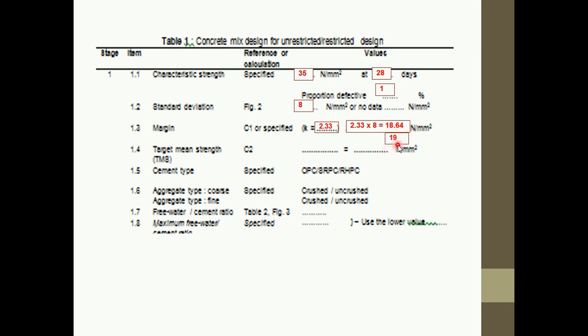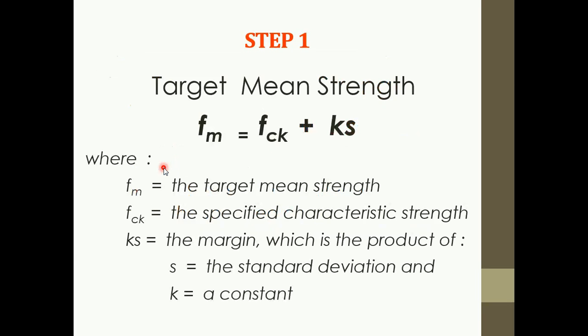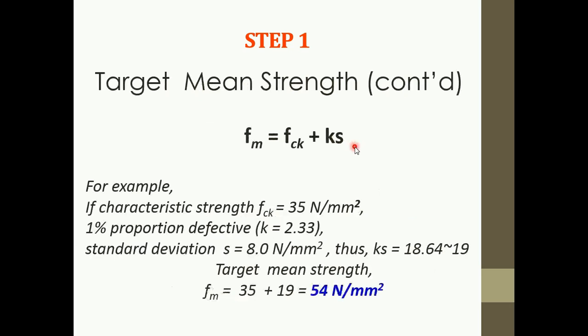Then you can calculate your target mean strength. Target mean strength is given as the characteristic strength plus the margin. Here in the calculation, since our characteristic strength is 35, the K value is 2.33 and the S value is 8, we get our target mean strength equals 54 Newton per millimeter squared.